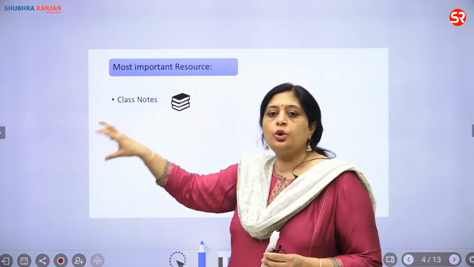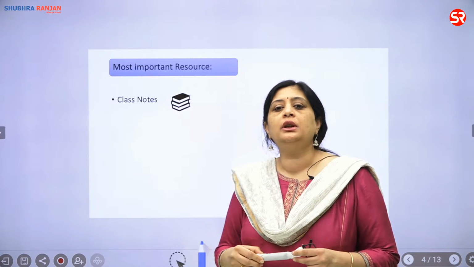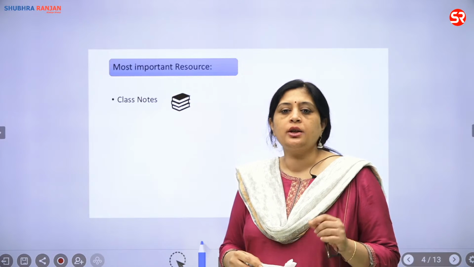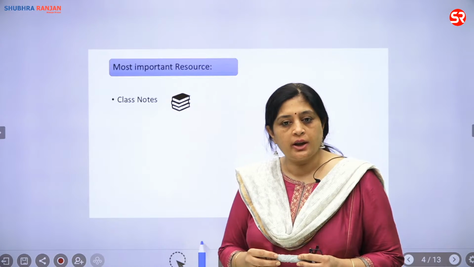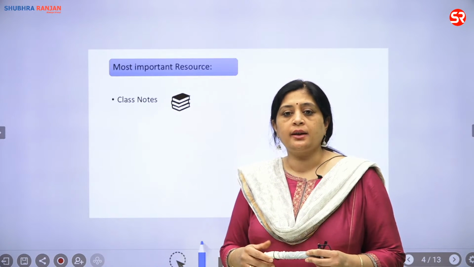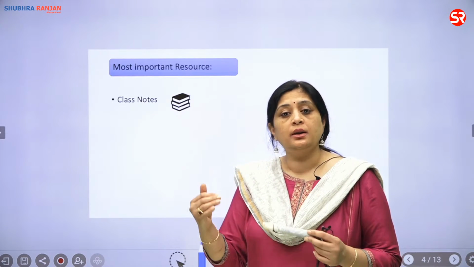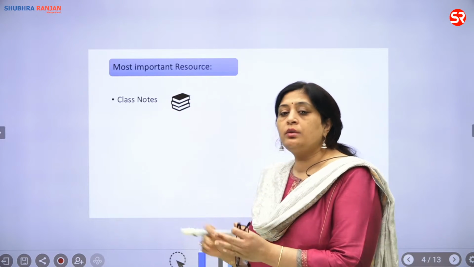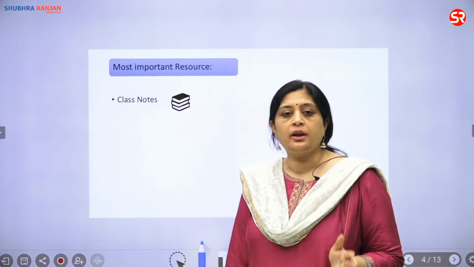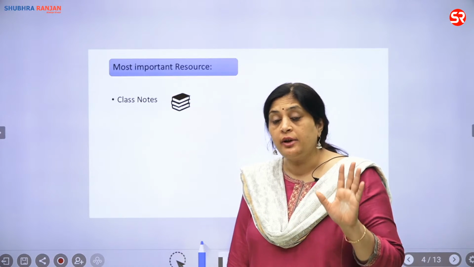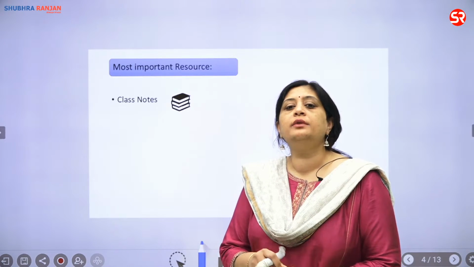Now, notes. Notes is the most important part of the teaching methodology at Shubhra Ranjan IAS. We understand the importance of comprehensive notes. We also understand that it is not possible for beginners to be able to make the relevant notes. Though we may recommend books, I am pretty confident that if you go through our class notes, that will be sufficient.